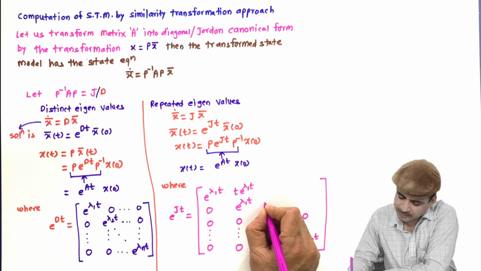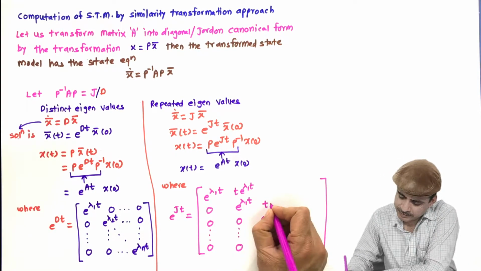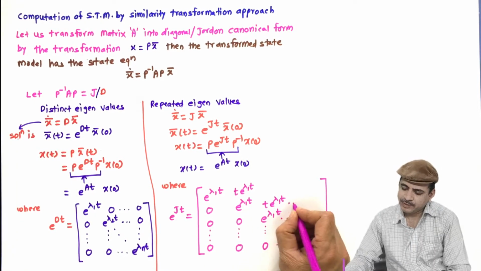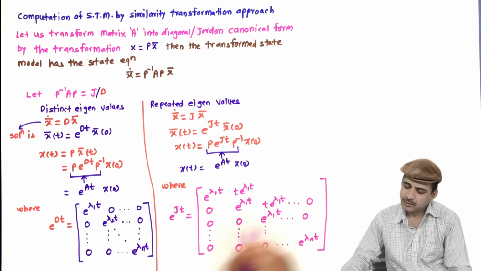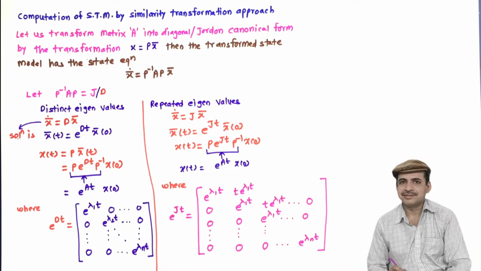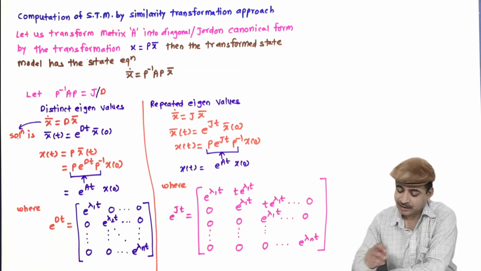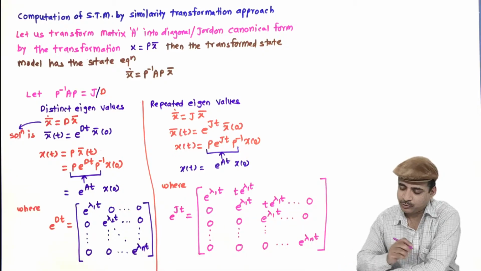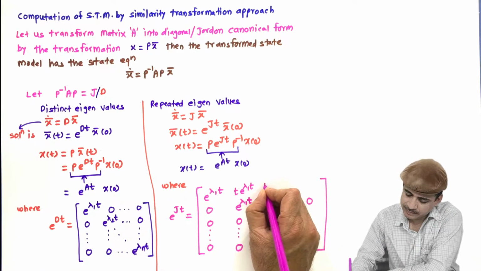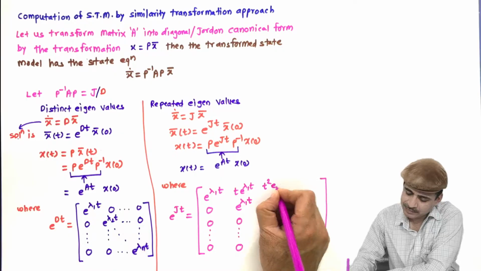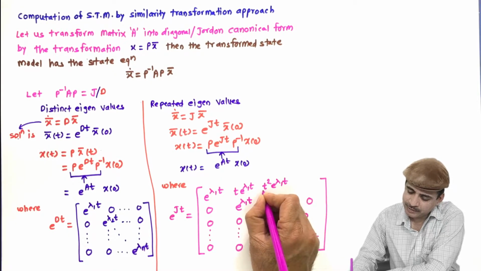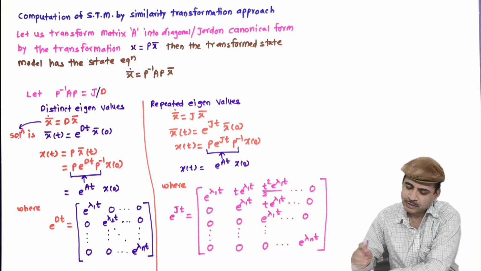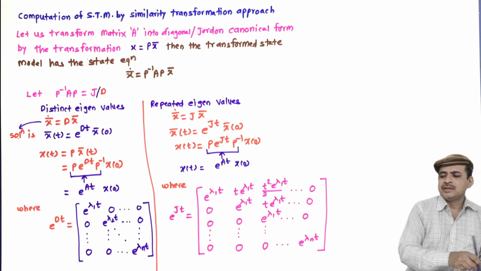Same here, t e raised to lambda 1t, and then remaining 0. And what about this element? In this element, this is another repeated case. So what do we have to take? We have to take the derivative of this divided by 2 factorial. Then this will be t square e raised to lambda 1t divided by 2, and then remaining 0. So this is what we have done in general.